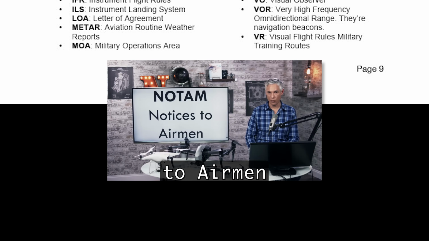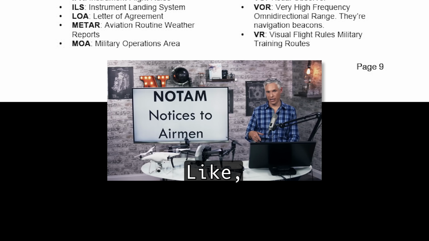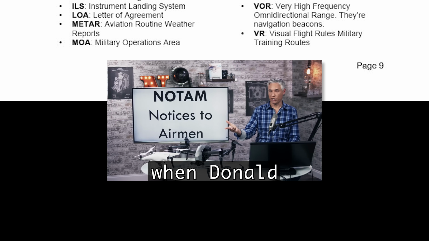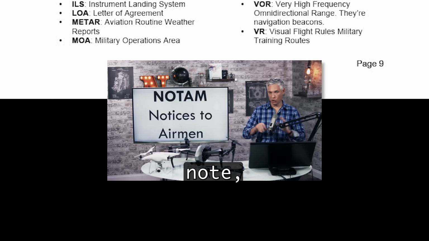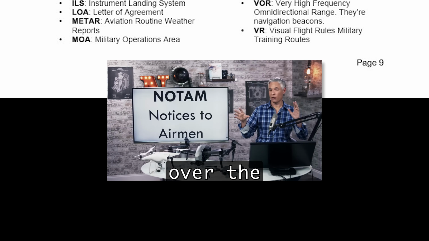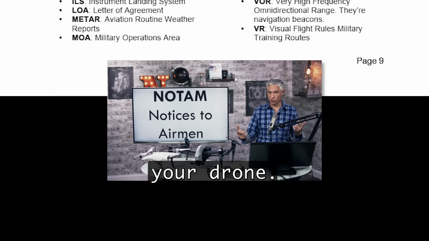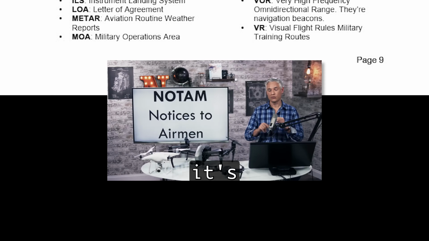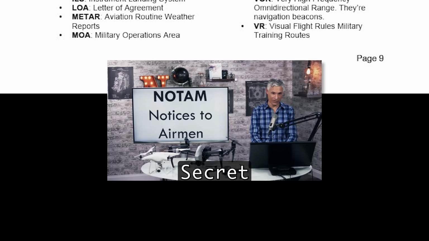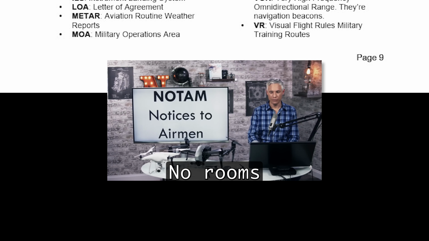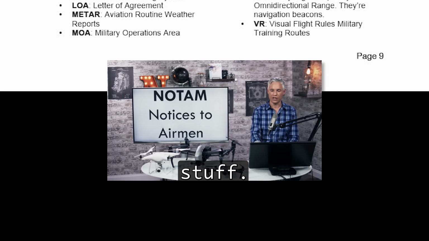The notice to airmen, NOTAM. This has time critical stuff in it, like when Donald Trump was elected president, that day the FAA issued a NOTAM to not allow people to fly over the Hudson River, basically around Trump Tower. And that includes you and your drone. So if you were used to flying in Central Park, it's possible that the NOTAM would have prevented that. And being aware of that might save you from being tackled by a Secret Service dude.